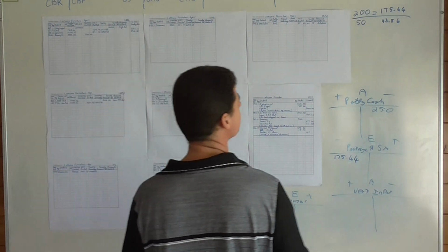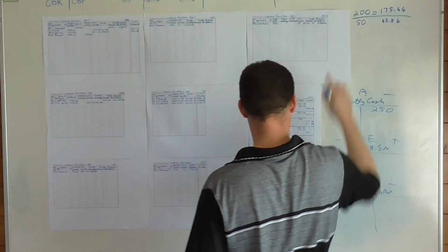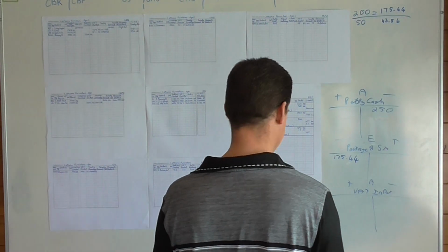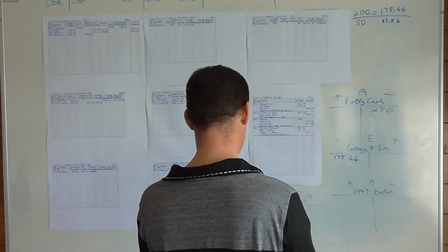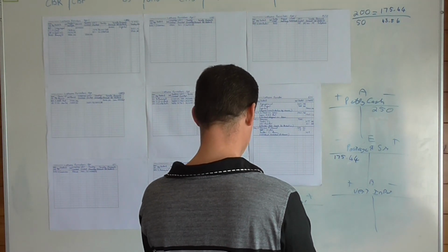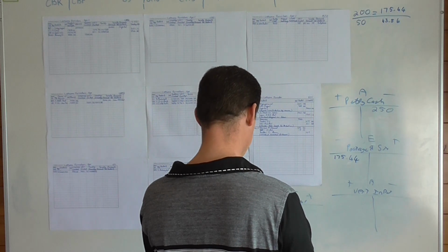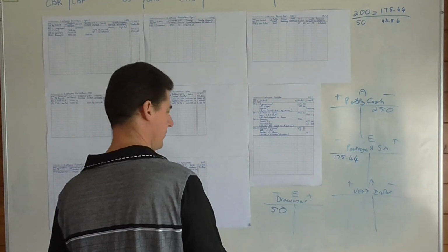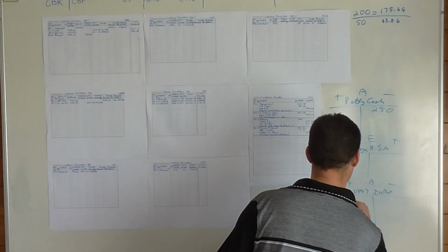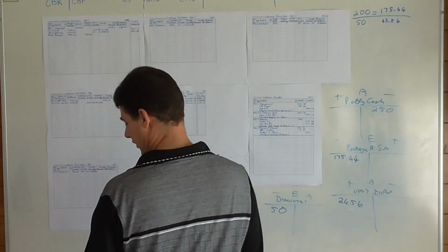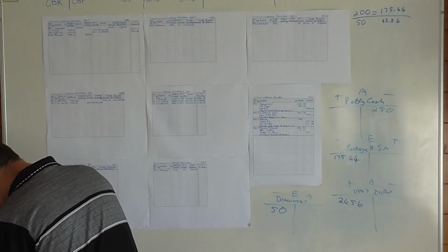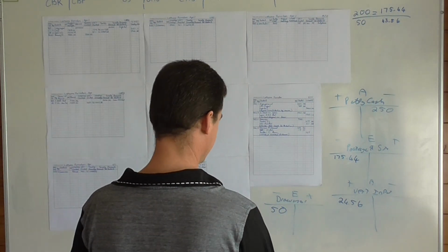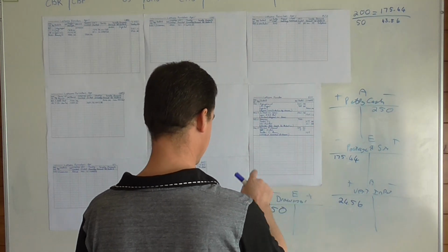The drawing amount is 50. And now the VAT input will be 250 minus 175.44 minus 50. And that gives you 24.56. Sorry about that. It's 250 minus that, and that gives you that.